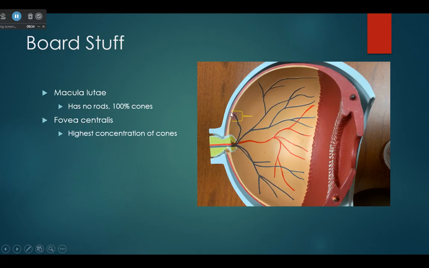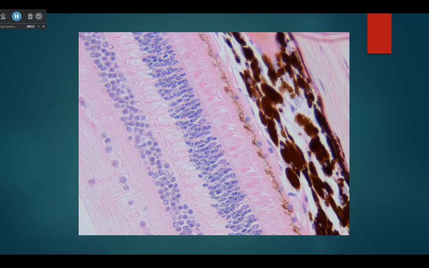The macula lutea, again, on the model it appears as a pink spot, but in real life it's kind of a yellow spot. It has no rods, so it's 100% cones. And the fovea centralis would be right in the very center of that. It has your highest concentration of cones, so really packed in there because this is where we're going to have our best vision.